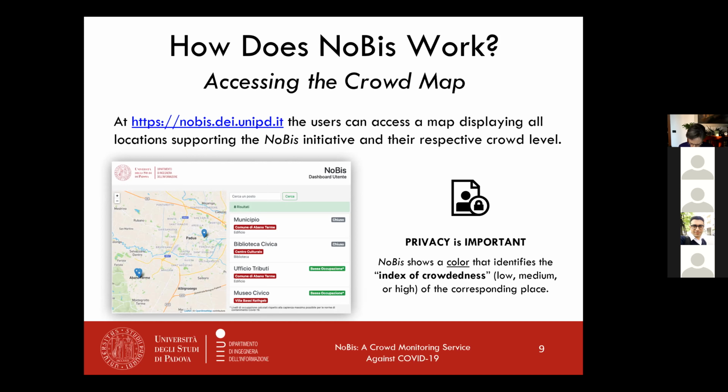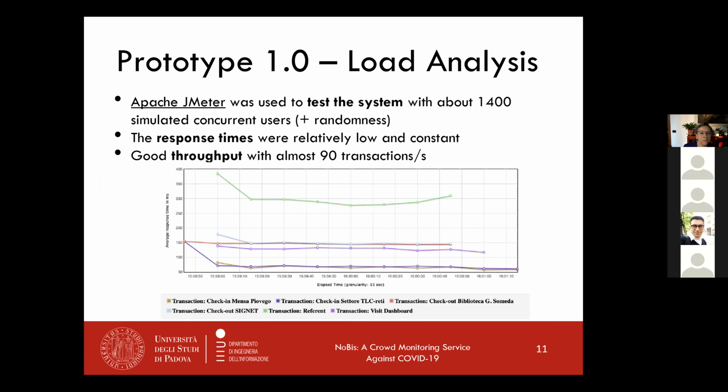Privacy is important, so we are not going to display the actual number of people visiting a place, but we only show an index of crowdedness, saying that the level of occupancy of a place is low in green, medium in yellow, or red. In red, you have very high occupancy, so in that case, it's better if you postpone your visit to the place.